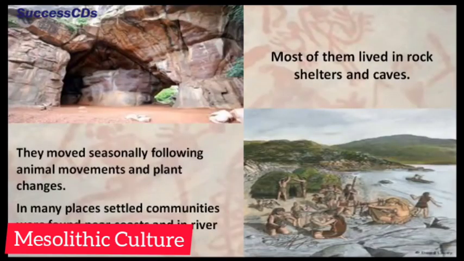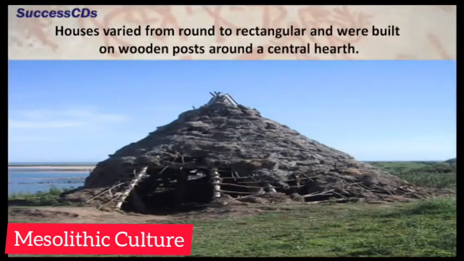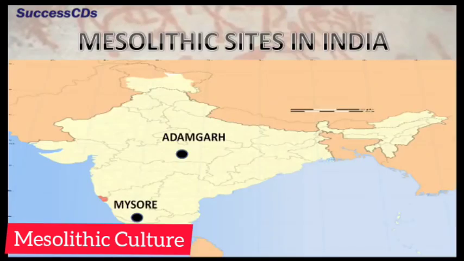Most of them lived in rock shelters and caves. They moved seasonally following animal movements and plant changes. In many places, settled communities were found near coasts and in river valleys. Houses varied from round to rectangular and were built on wooden posts around a central hearth. In India, Mesolithic remains have been found in Mysore and parts of western and central India.